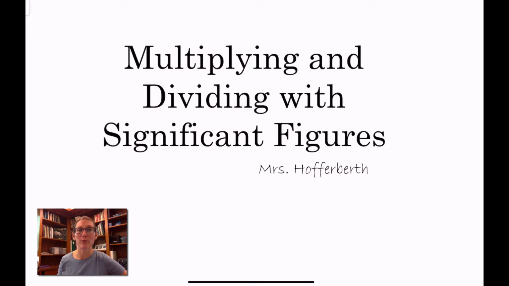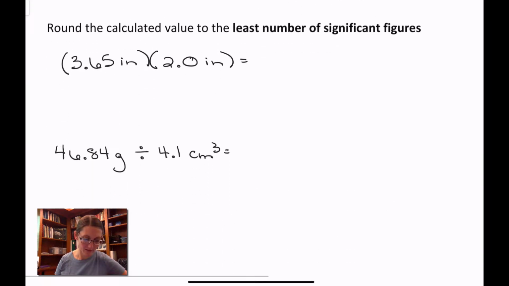Everybody, it's Mrs. Hofferberth, and we're going to talk about multiplying and dividing with significant figures. So for multiplying and dividing, we have a single rule, and that is that we're going to round the calculated value to the smallest number of significant figures in any of our measurements. So let's look at a couple of examples.